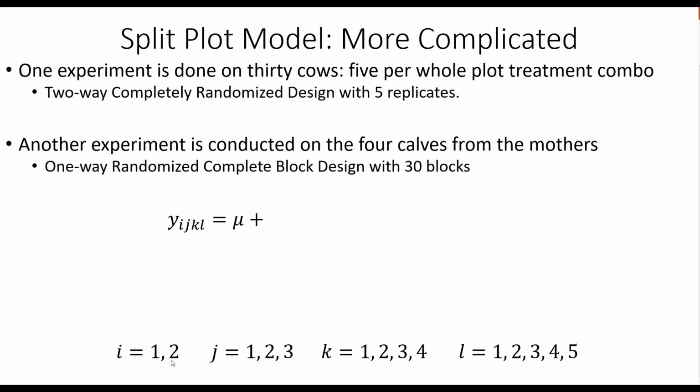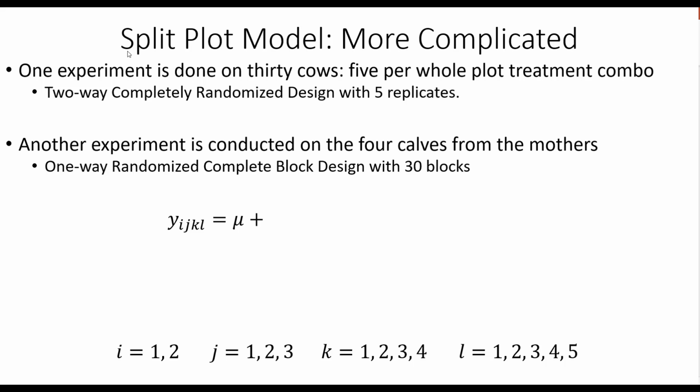So I is going to go from 1 to 2 for our 2 different supplements. J is going to go 1, 2, and 3 for our 3 different diets that the mother cows can get. K goes from 1 through 4 for the 4 different doses of the growth stimulant. And L, we have our 5 cows per IJ combination. There are a total of 30 cows, but L by itself will go just from 1 through 5.